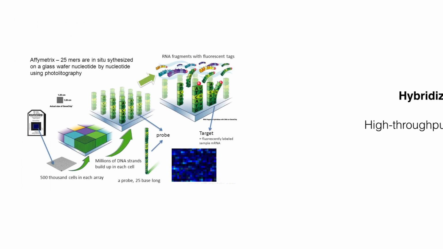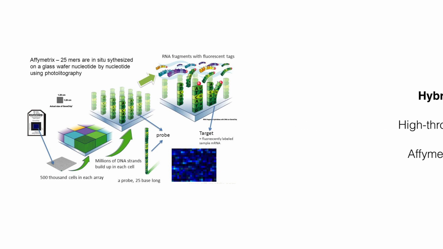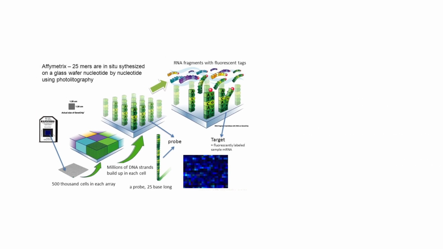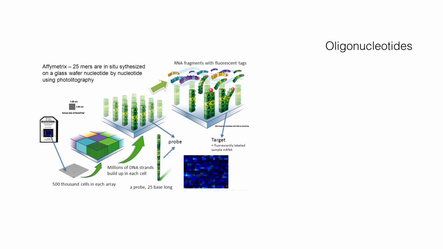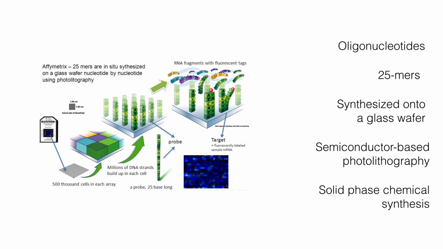Another high-throughput approach is hybridization microarrays. An example of this is Affymetrix gene chips. In this method, oligonucleotides, or oligos, usually 24-mers or 24 bases long, are directly synthesized onto a glass wafer using a combination of semiconductor-based photolithography and solid-phase chemical synthesis.